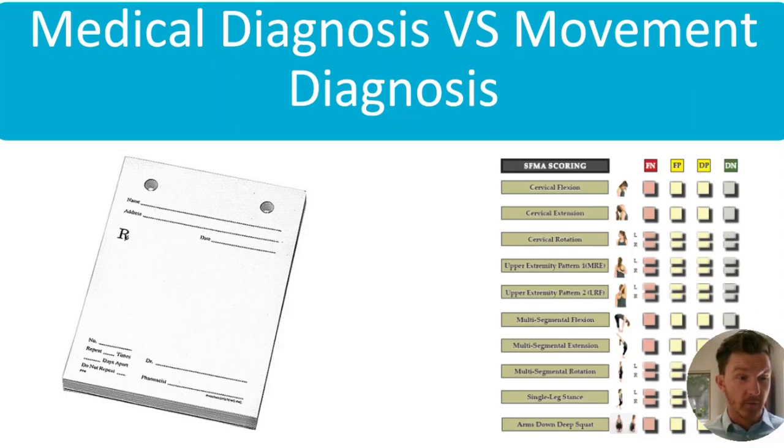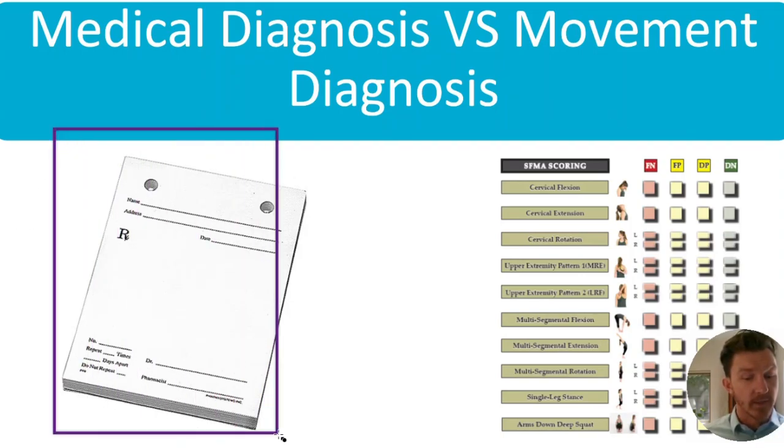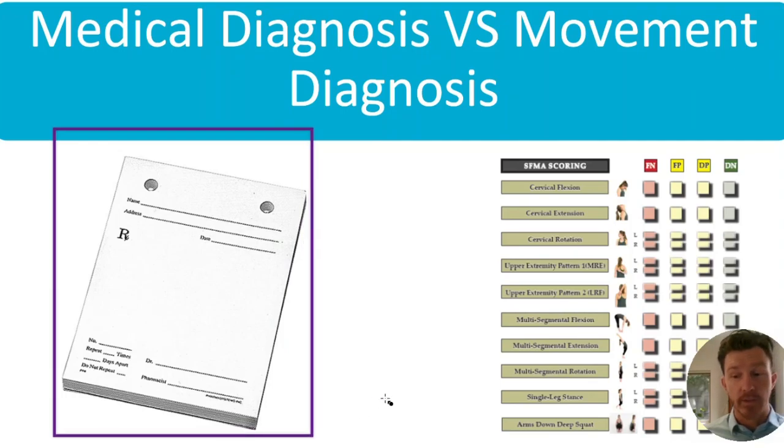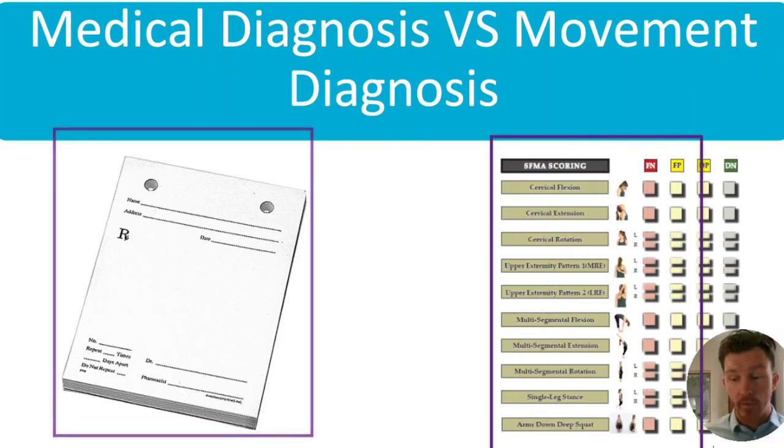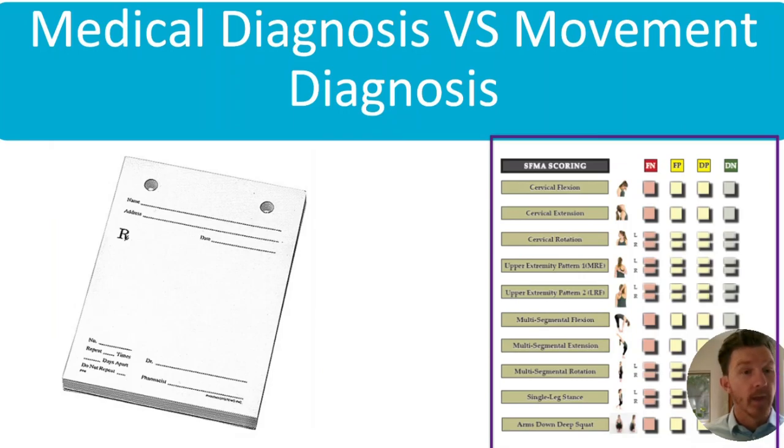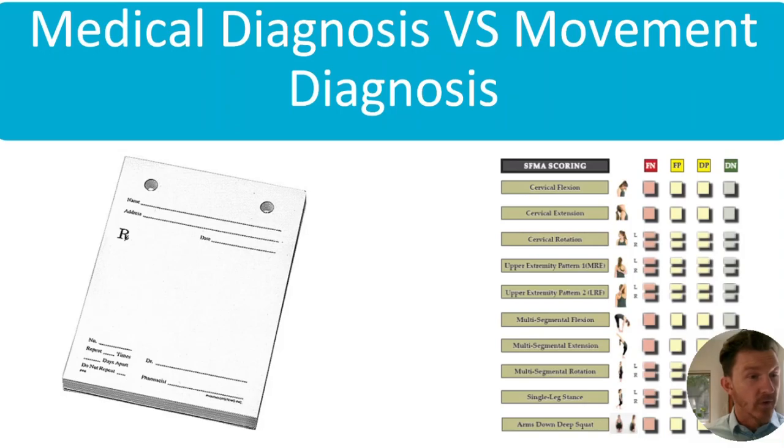The medical diagnosis has its place, especially if there is a severe injury. It's really important to have that medical diagnosis. But the movement diagnosis is different. The movement diagnosis is basically looking at how the person moves. And based on how they move, we can determine how they function, and we can oftentimes even determine how good they are at their sport. The people who move better are usually better at their sport.